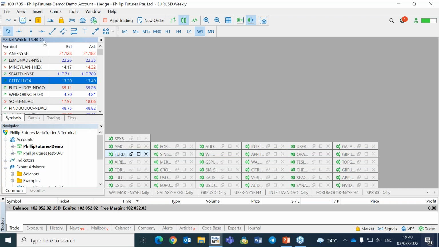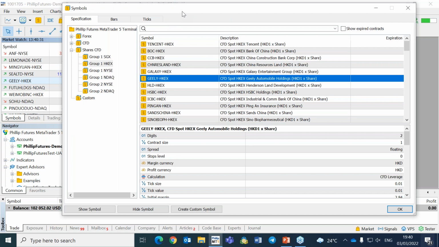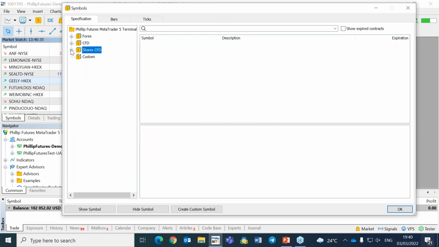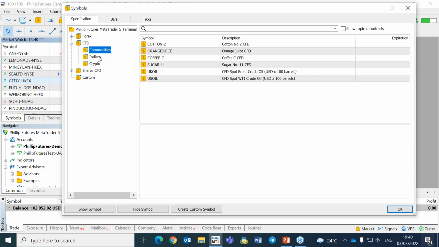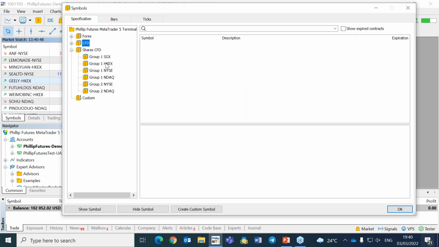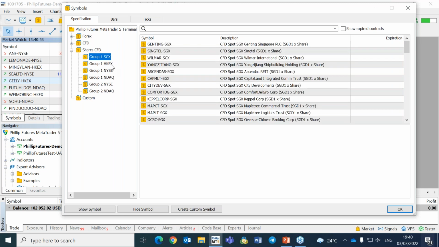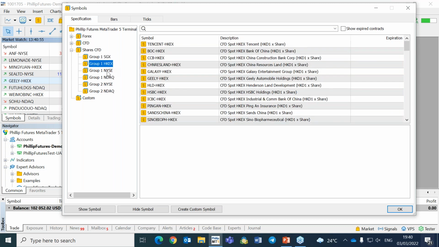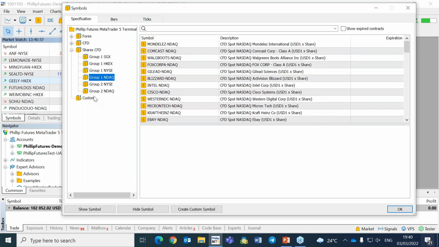Okay, you can go to the dollar sign up here, click on this dollar sign. Okay, here you go. You can see that we have Forex. We have CFDs for commodities and indices. Okay, and we also have share CFD. We do have a quite long list of share CFD spanning from SGX, Hong Kong Exchange, NYSE, and Nasdaq.